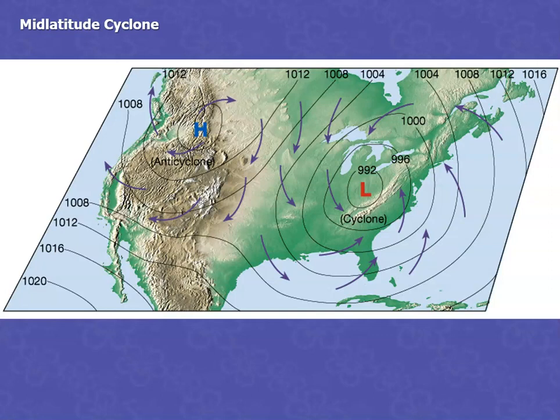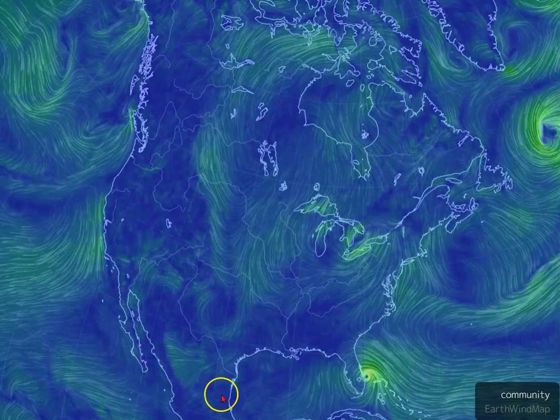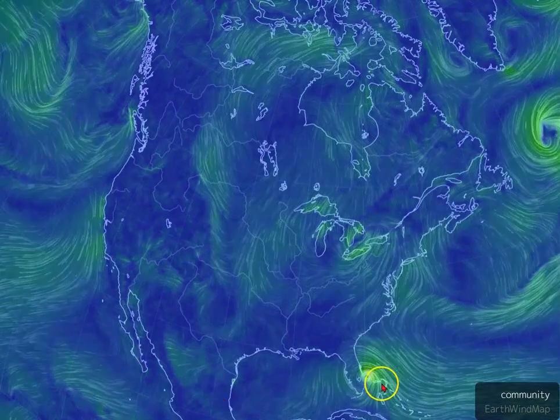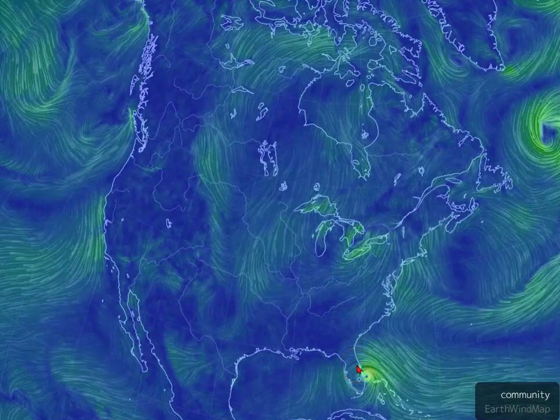I mean, we have cyclones moving across the United States right now. We have a mid-latitude cyclone moving across the upper states, and then we have a tropical cyclone headed towards Florida. Now, this map is showing surface winds, and the darker the color, the faster the lines are moving. Obviously, the higher the winds are.